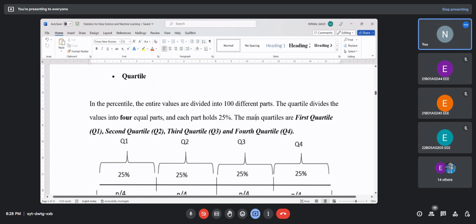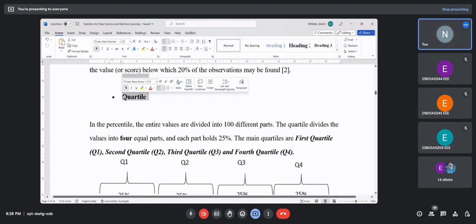But in case of quartile, your complete 100% is divided into four parts: 0 to 25, 25 to 50, 50 to 75, and 75 to 100. That means your 100 percent is divided into four parts, 25% each. That's why it's called quartile. Quadrant, quar means one fourth. So 25% distribution of the data. 25% each is said to be quartile.